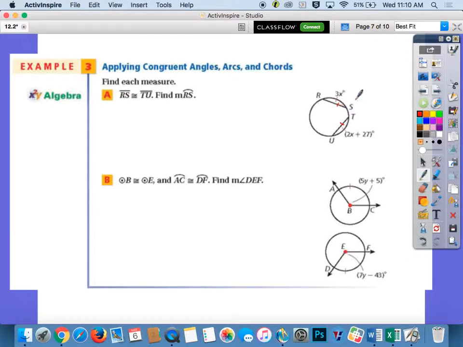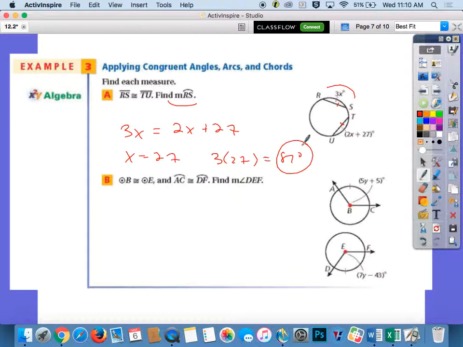All right, guys, it's telling me here that chord RS and chord TU are congruent to each other, and it wants me to find the measure of arc RS. Well, we know that congruent chords have congruent arcs based on our three properties we wrote up. So that means 3x is going to equal 2x plus 27. Go through your calculations and you get x equals 27. However, it wants me to find the measure of arc RS, so I plug that 27 in, and you get 81 degrees.